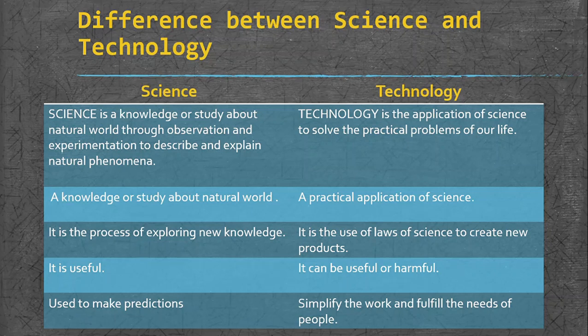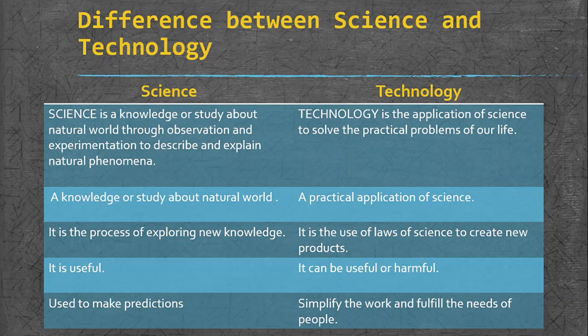Science is about the knowledge of our natural phenomena. On the other hand, technology is a practical application. We can use it. The purpose of scientific knowledge is to explore new knowledge, but the purpose of technology is to use the laws of scientific knowledge and to create new products. Science is useful for all and for all time. But on the other hand, technology has merits and demerits. It may be useful for us as well as harmful for us.